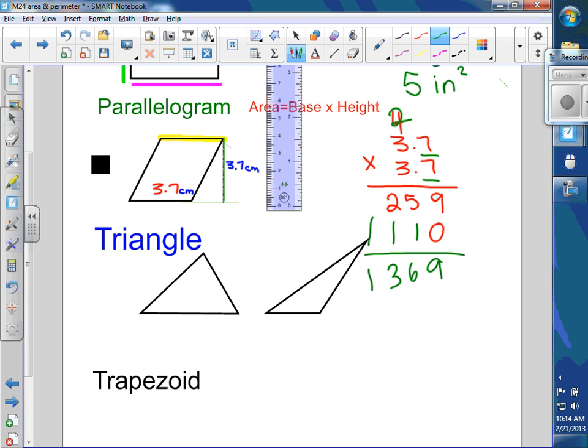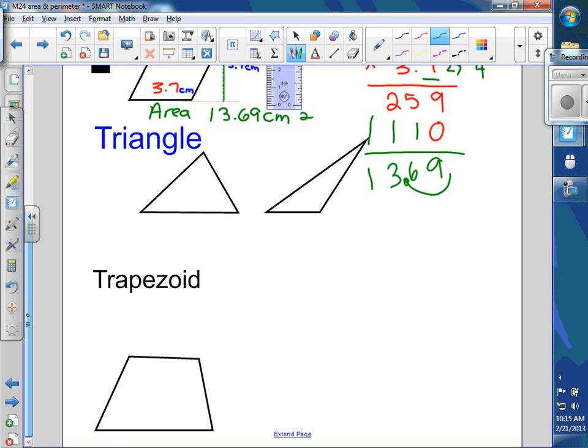There's 2 digits after the decimals in the problem. Yeah, and you should know that just by estimating. It should be less than 4 times 4. Right? So it couldn't be 136. Can't be more than 16. Yeah, it couldn't be 1,000. Right. So you should know. So the area is 13.69 centimeters squared. Okay so far?